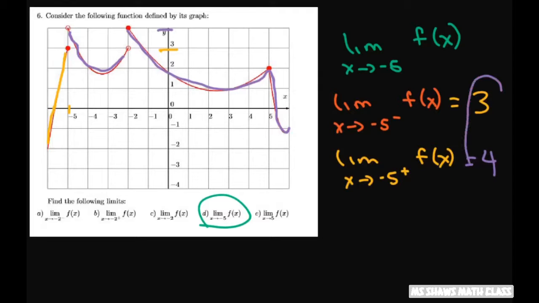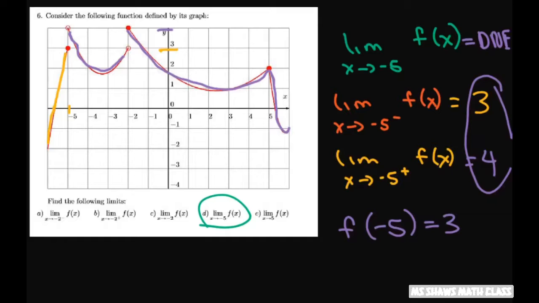Since these two numbers aren't the same, then the limit does not exist. In fact, if you ask what is f of -5, that would equal 3. So it equals that limit, but not that. Again, that means it's not continuous, but that's not what the video is about. So let's do this one.